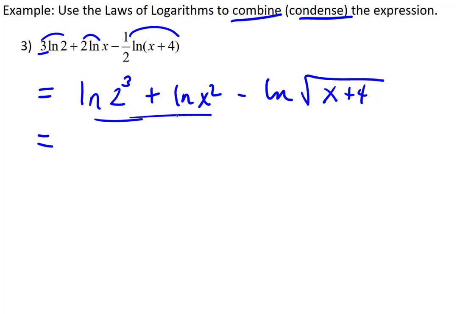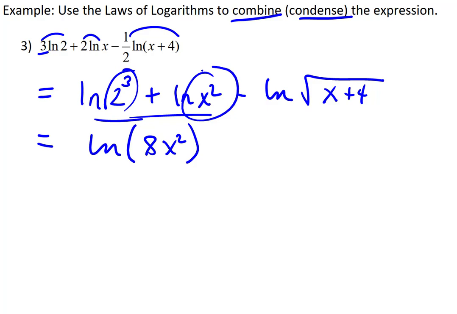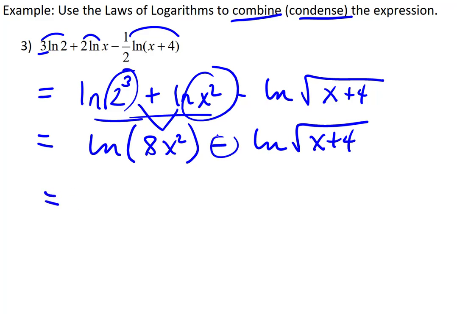So we'll call this the natural log of the product of 2 cubed, which by the way is 8, times x squared. That's the product of the two arguments from the previous step being put together in a condensing fashion. This is not a new law, it's just using one of the laws in the opposite direction. We're going to copy down everything else we had, so minus natural log of square root of x plus 4. And then next, notice that with subtraction, we can turn that into division.